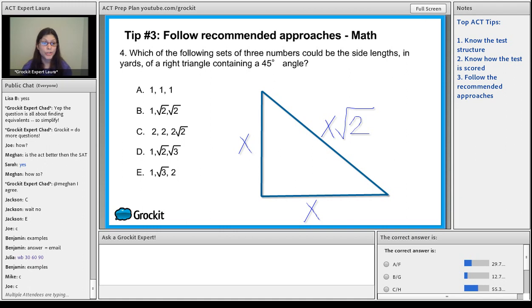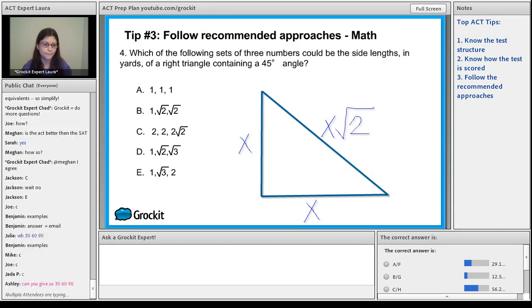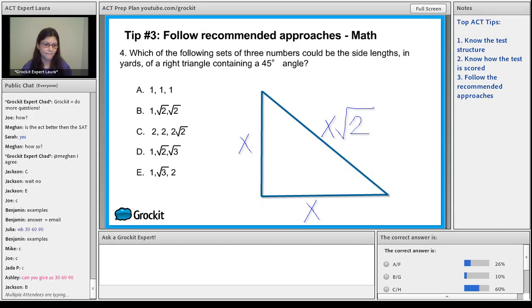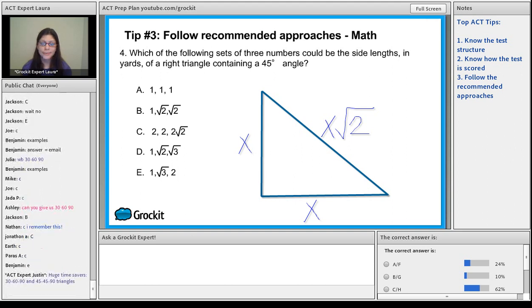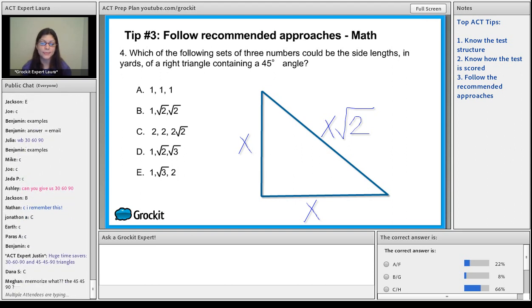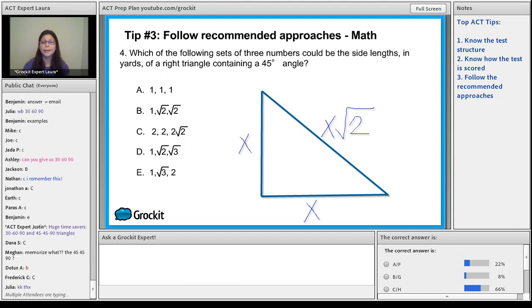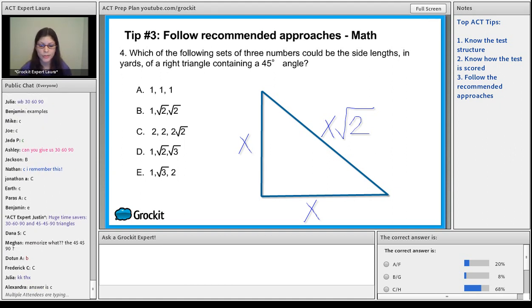Yes, Ashley, we're going to do that once we get to math formulas. And Justin's absolutely right. Not only are they time savers, but sometimes they're the only answer choices. Oh, and I apologize for not clearing out the poll. That was my fault. The correct answer is answer choice C. So if this one threw you for a loop, we're actually going to revisit it when we get to formulas.